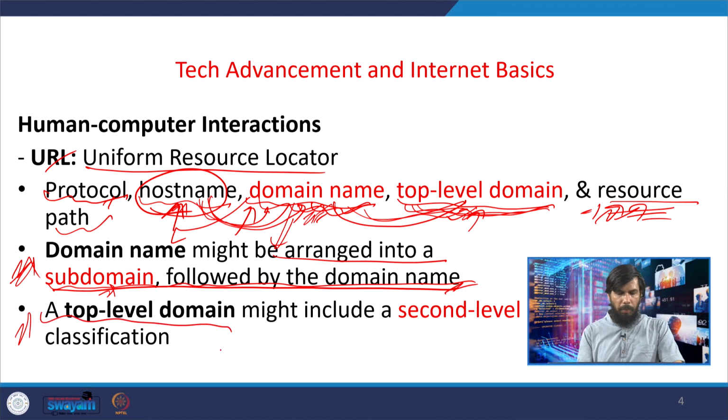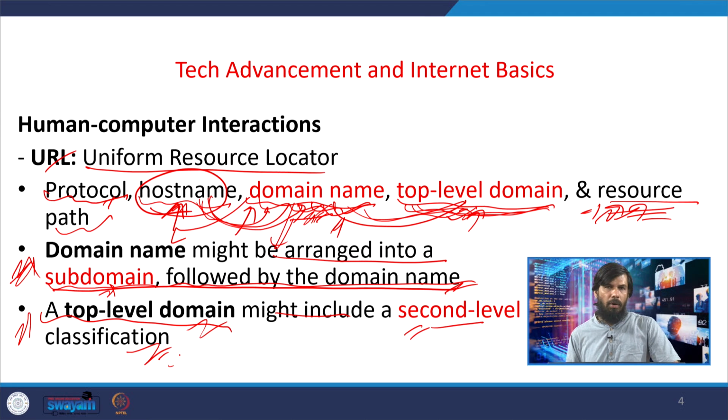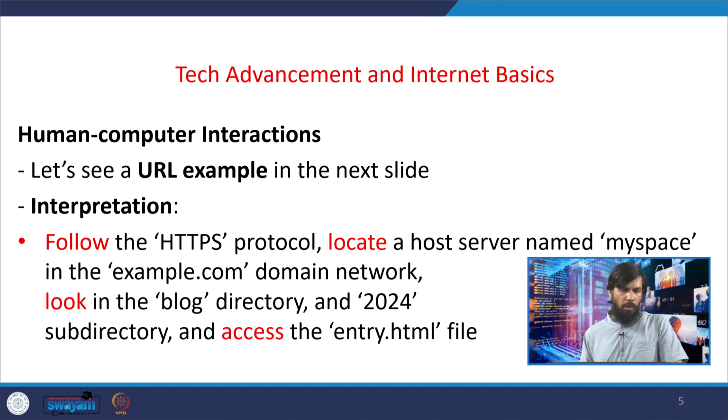Now, a top level domain, like we talked about, might include a second level classification, right. The domain network in a way identifies the organization, because that domain network would be run by some organization, it will belong to some organization, right. So, that mapping is many times quite clearly visible. And the top level domain then includes a second level classification in terms of what kind of organization we are talking about. Now, we can look at a URL example, and then we can do the interpretation of that URL example.